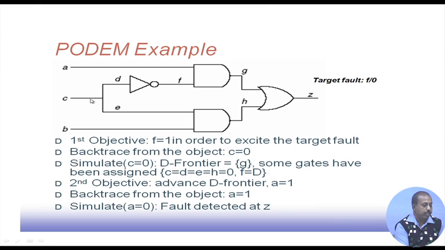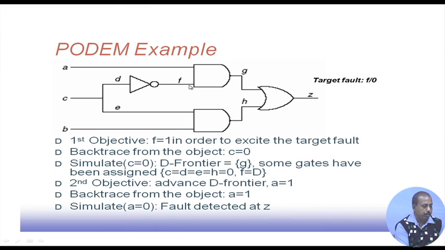Now we simulate the case C equal to 0. When C equal to 0 is simulated, the D frontier becomes this line G. The D frontier can proceed to G, and some gates have been assigned, as we are simulating C to 0. So C, D, E, H, all these lines get the value 0, and the line F gets the value D. Now we have to advance this D frontier further. That is the second objective that comes up.